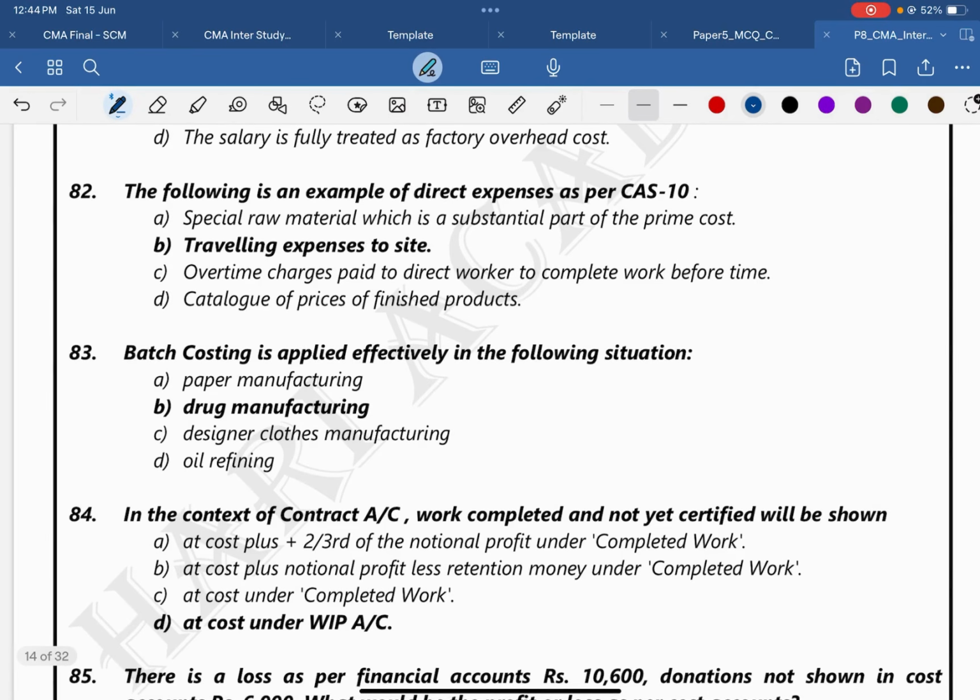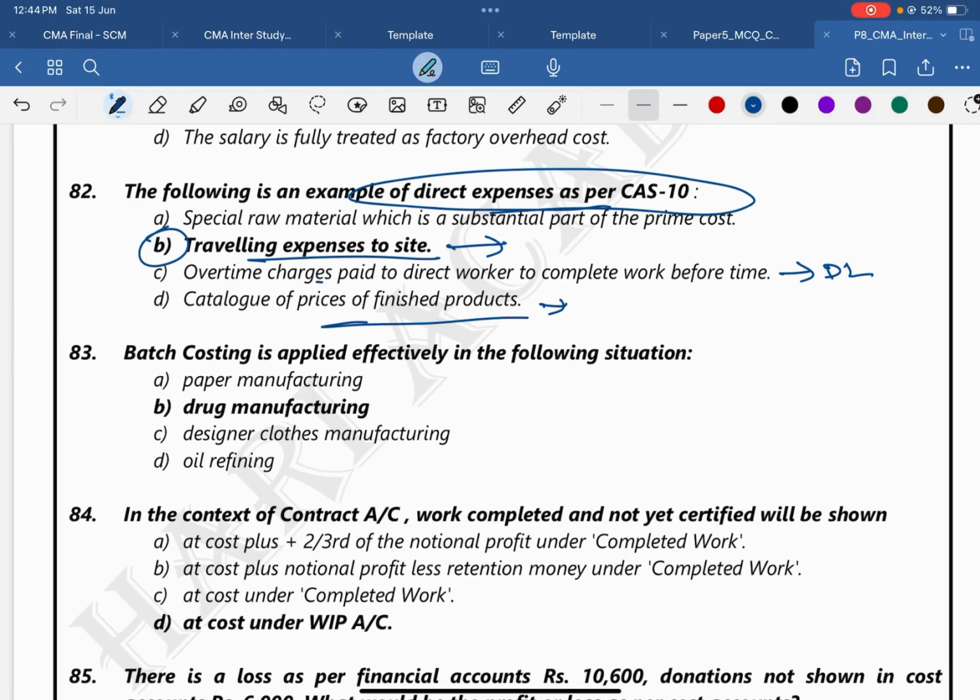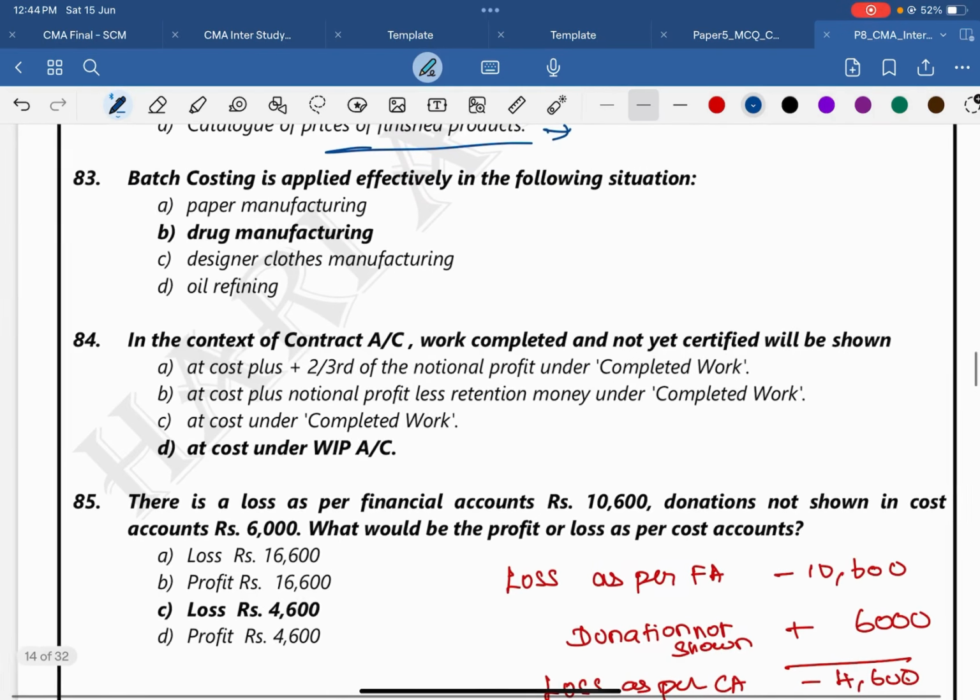The following is an example of direct expense as per CAS 10. So, option B, traveling expenses to the site to purchase direct material or whatever the kind, is known as a direct expense. Overtime charges paid to direct workers to complete the work before time is direct labor. Catalog price of finished goods is a final product pricing fixation. You can easily avoid that.